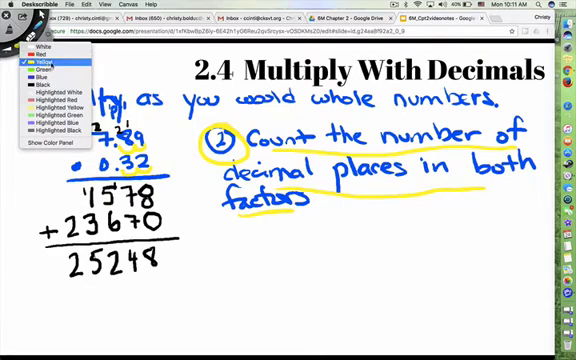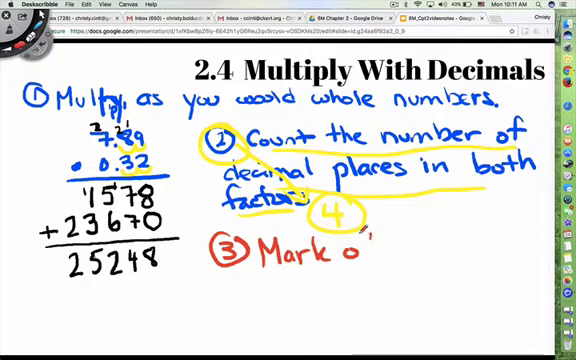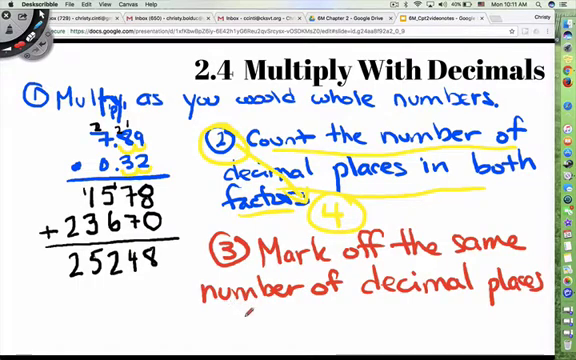So our step 3, well, we can actually record the value. Number 2, there are 4. Slightly confusing, sorry about that. Okay, and then our third step, step 3, is that we are going to mark off the same number of decimal places in the product.